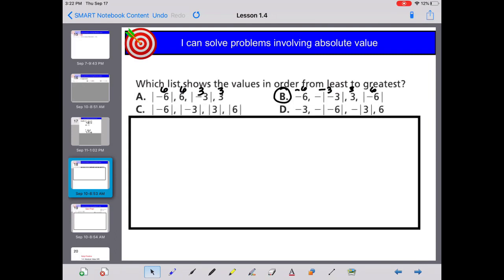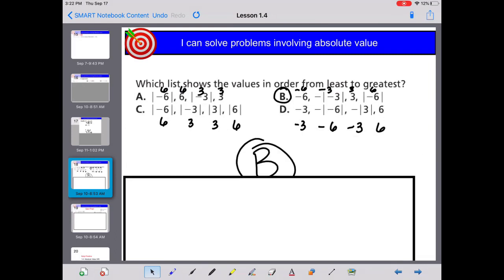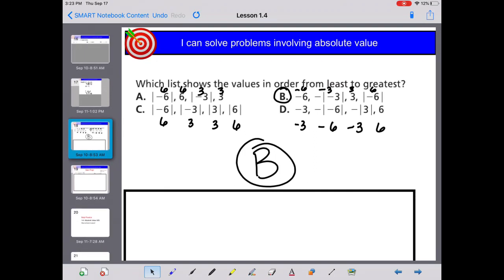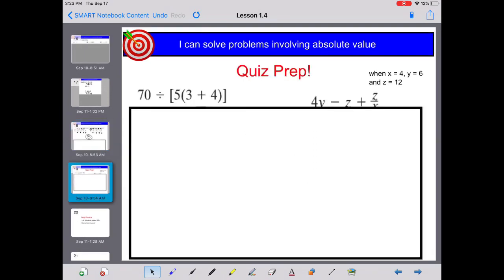All right, so here's what I got for each of these numbers, and of these, the only one that I see that's in order from least to greatest is letter B. Go ahead and pause the video if you got that wrong and make sure your values match mine.